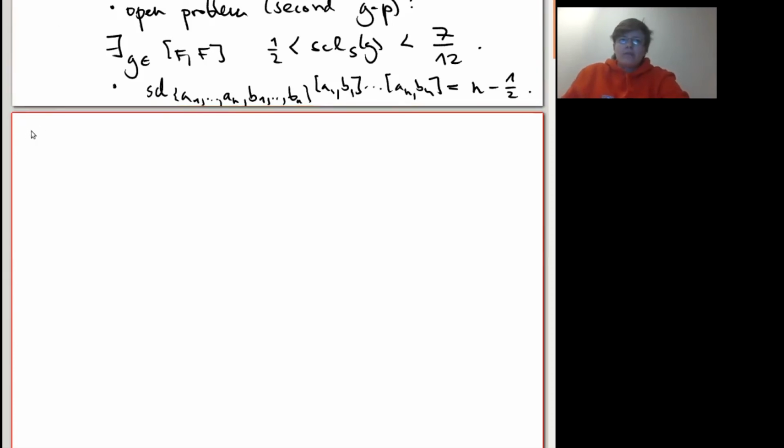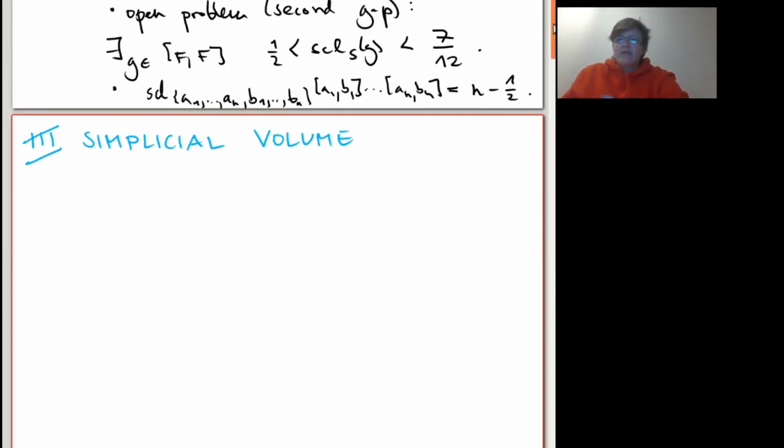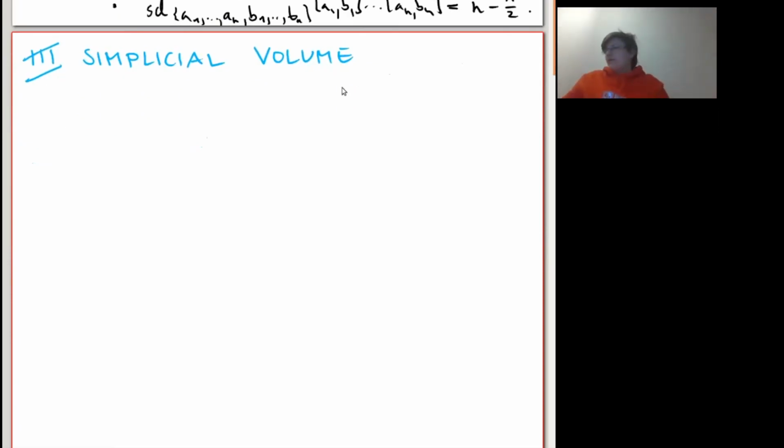Okay, so I'll first talk a little bit about the general, original, classical simplicial volume, and then we will return at some point to the one-relator group case. Okay, so let's start with the definition of simplicial volume. And this goes back to Gromov at the end of the 70s, and when I give the examples, I'll also tell you the context of when and why he introduced it.